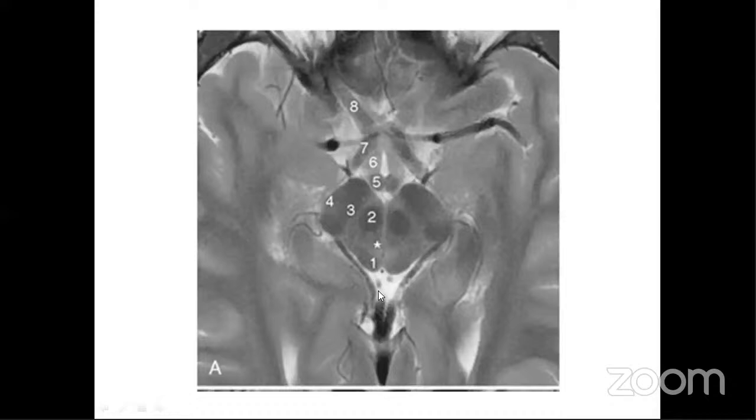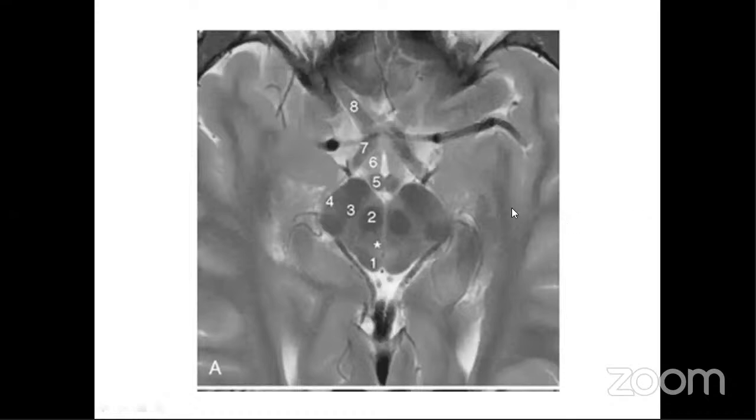The number one is representing the superior colliculus. As I told you before, the oculomotor nerve arises at the level of the red nucleus and superior colliculus. So this is the superior colliculus, red nucleus, substantia nigra, and crus cerebri.